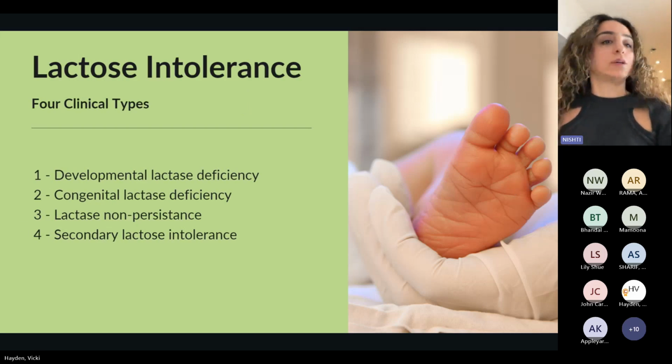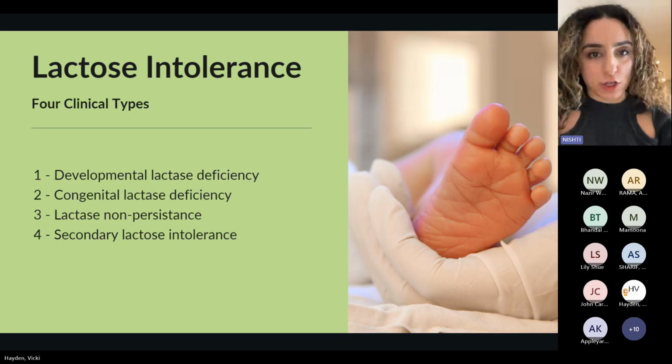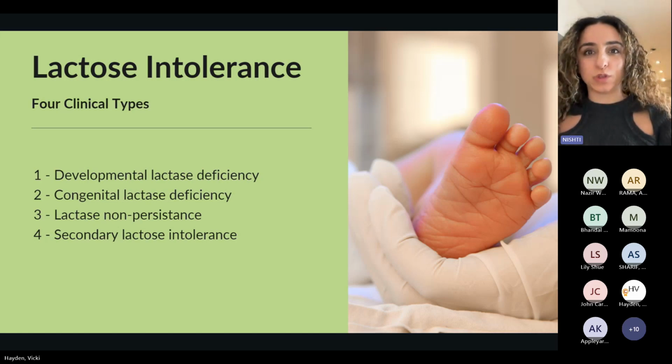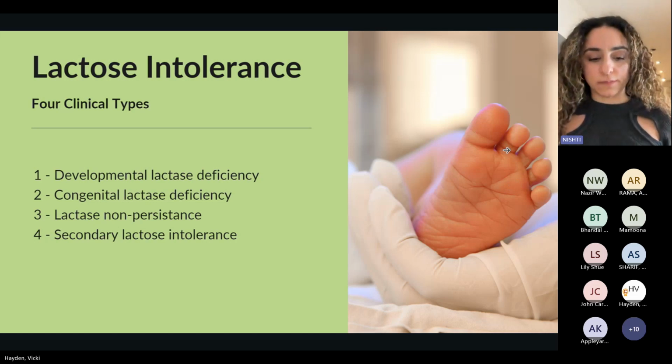There are 4 clinical types of lactose intolerance. First of all, lactose intolerance is clinically defined as lactose malabsorption with associated gastrointestinal symptoms. Then we have lactase deficiency, which describes the state of reduced lactase expression. Now, I have got an article to support this presentation today that I think Vicky is going to send out to you all, and I'm hoping that will complement today's session.